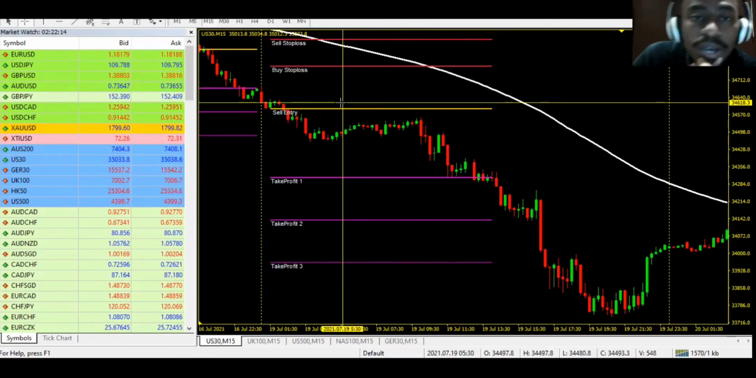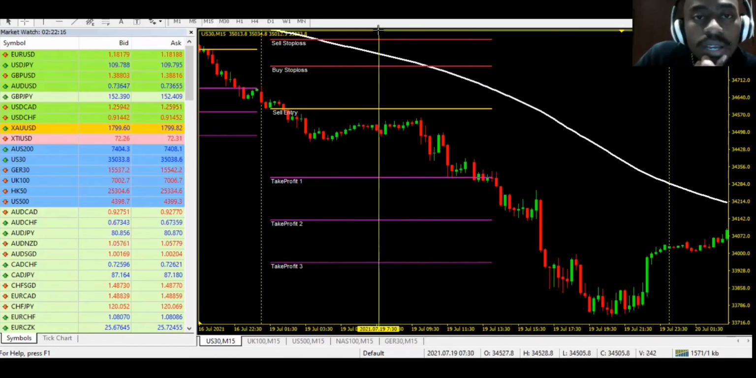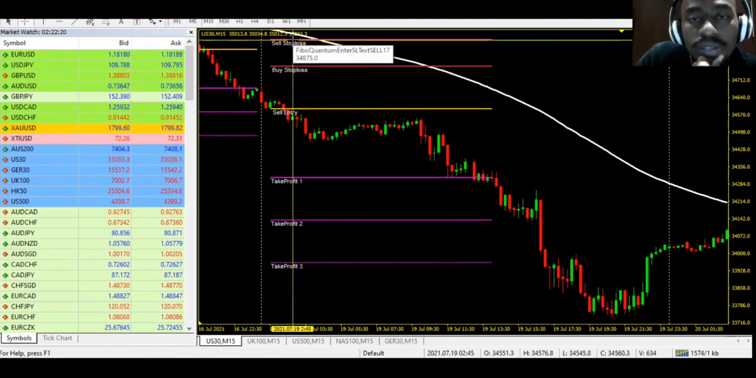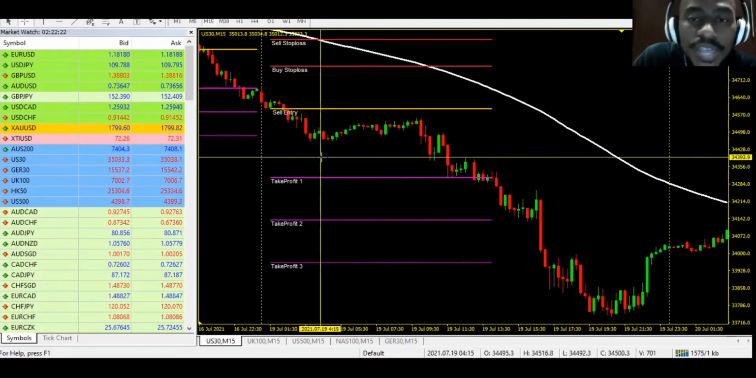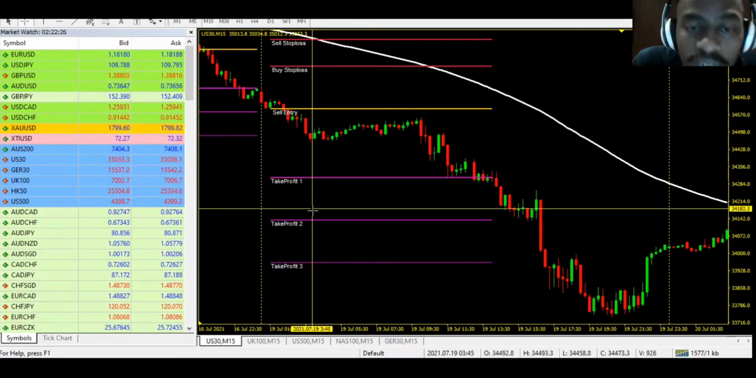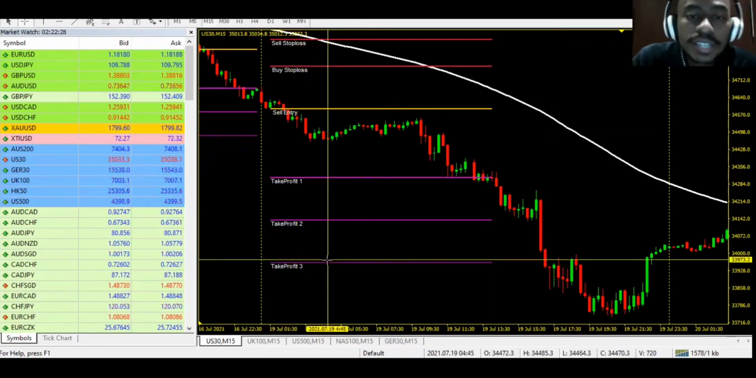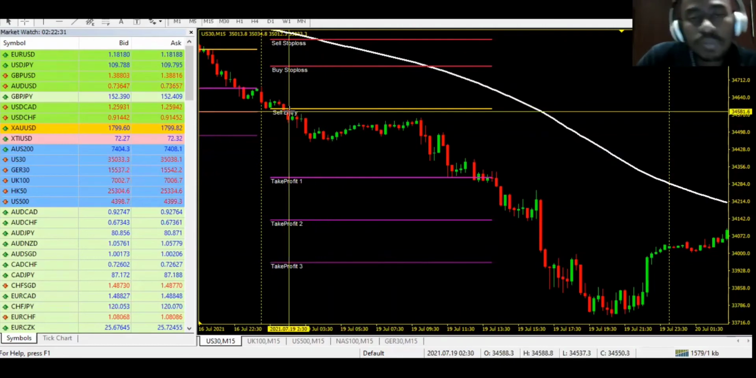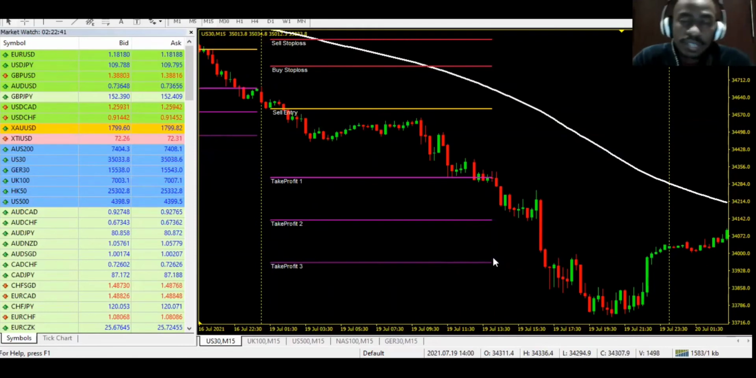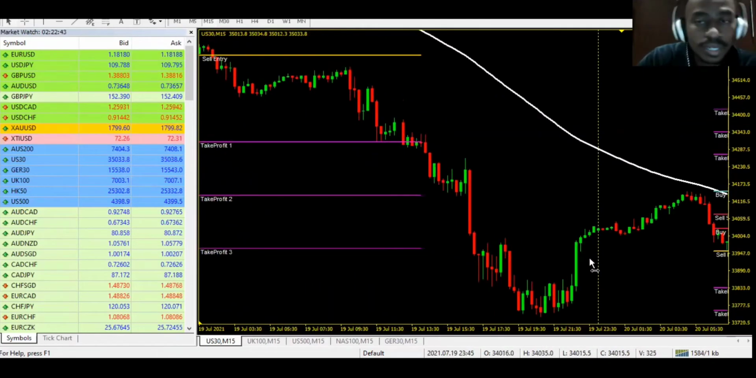Once you hit your sell, you put your stop loss where it says sell stop loss, right up there. That would be the stop loss level. And as you can see, guys, when you open up the trade, it also gives you take profit 1, take profit 2, and take profit 3. In this scenario, the price hit the sell entry, then went down to hit take profit 1, then take profit 2 and then take profit 3. So this was a very good trading day on the 19th of July.